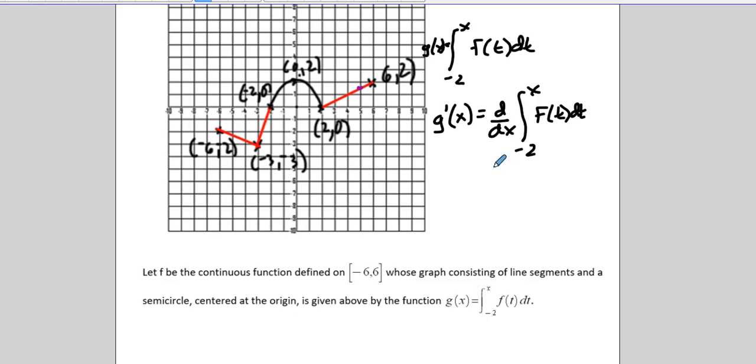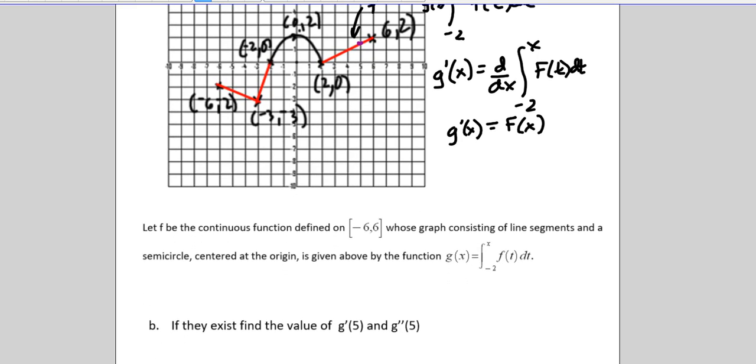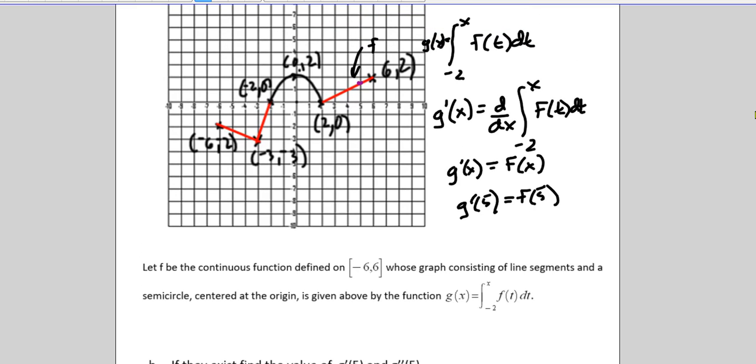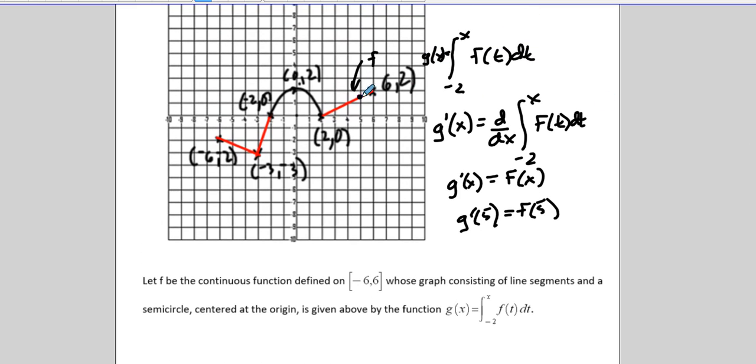Well, we just did an example reviewing the second fundamental theorem of calculus, which is what this is. So g prime of x must equal f of x. And this, by the way, is the function f. So if I'm asking you to find g prime of 5, g prime of 5 must equal f of 5. So all I'm doing is going to the function and looking at the value of f right there. I want to find the height of the graph at this point.